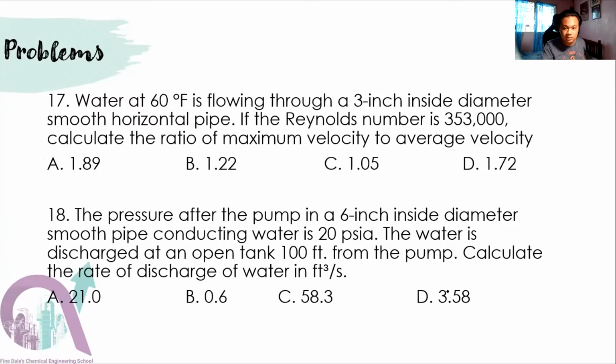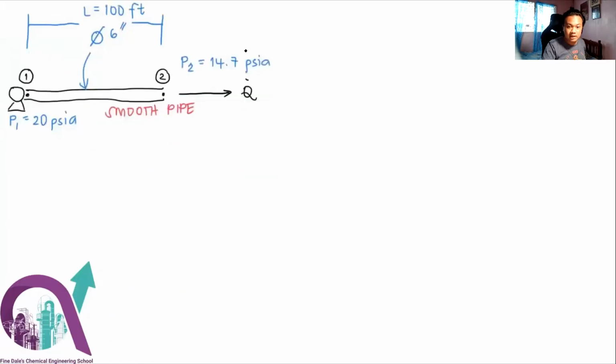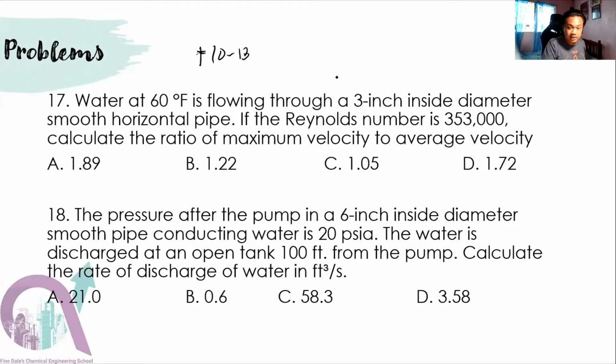Number 17. I don't know how this is being solved. Actually, I don't know how to solve that. So just check F10-13, figure 10-13, and you will see the answer to that. It's the maximum Reynolds number over the average, and then you will get this. And also I saw this problem in Myrckho, which is really the exact number.